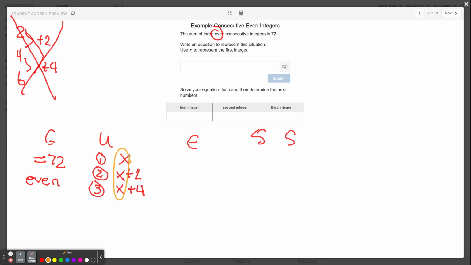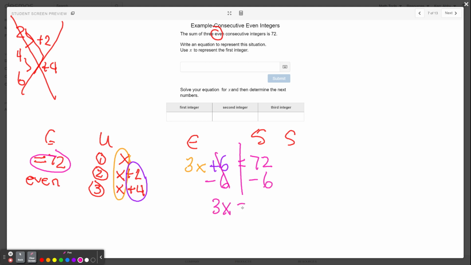Now we combine like terms. X plus x gets us 3 x's. Combine like terms, 2 plus 4 is going to get us 6. And then we have this equals 72. And now we can solve, minus 6 on both sides. And then we're going to divide by 3. So our first integer is going to be 22, because 66 divided by 3 is 22.